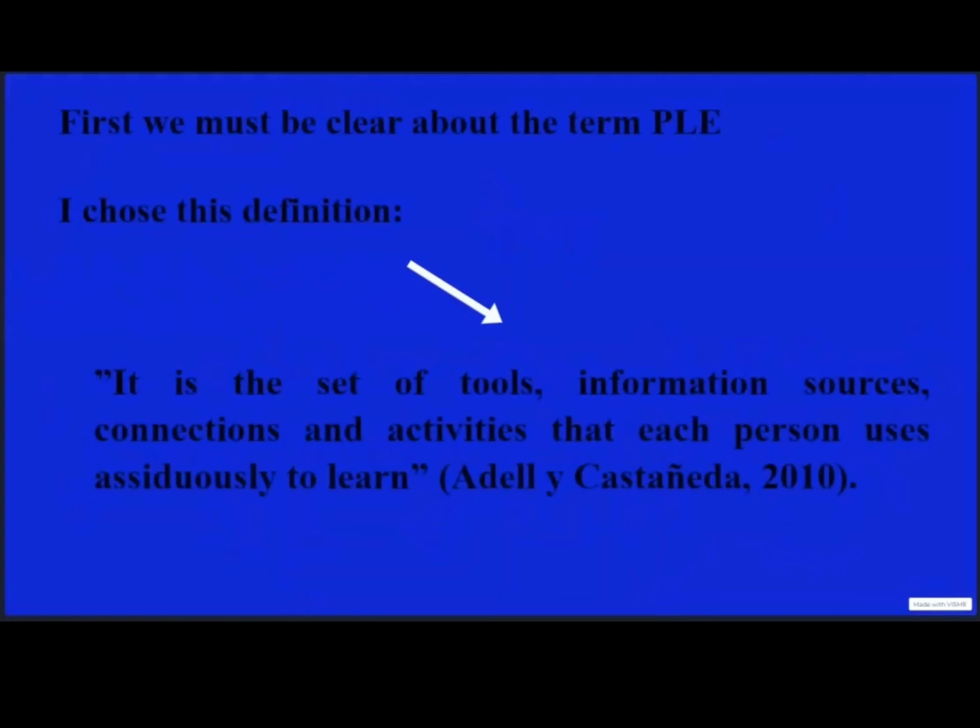First, we must be clear about the term PLE. I choose this definition: it is the set of tools, information sources, connections, and activities that each person uses assiduously to learn. Here you can see my personal learning environment diagram where all the elements are included. Creation of blogs, learning through games, Padlet, Twitter, and Canva. Now let's find out why they should be permanent in my personal learning environment.